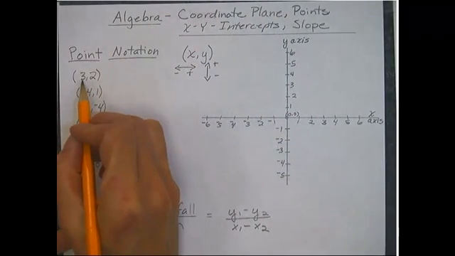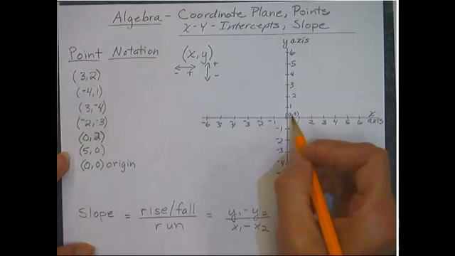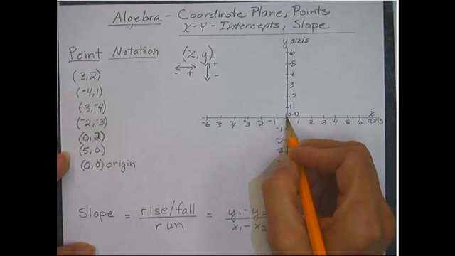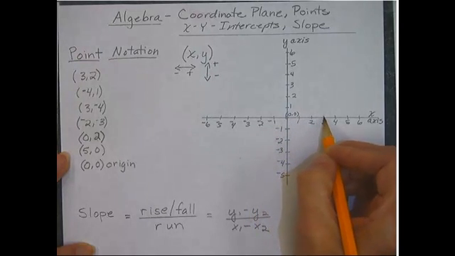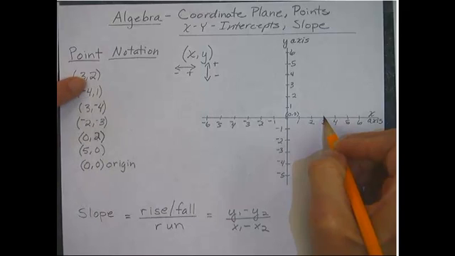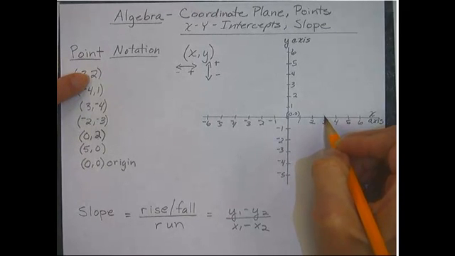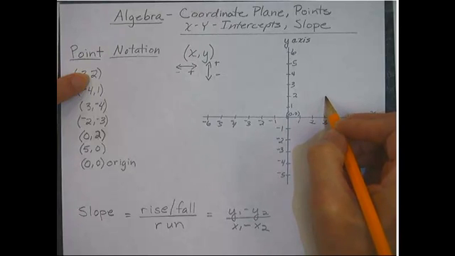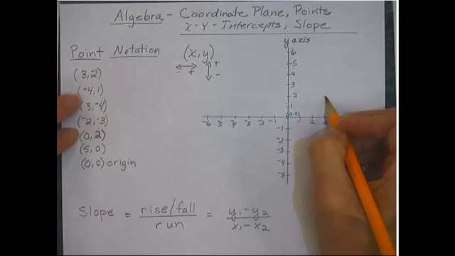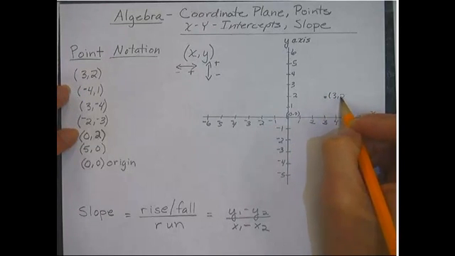First point that I want to plot is this point 3, 2. Now the x-coordinate is 3. So I'm going to start here at the origin, and I'm going to move along the x-axis in the direction of positive 3. So I move over here to the 3. The second coordinate is 2. That is my y-coordinate, so I'm going to move parallel to the y-axis up 2 units, which would be about right here. So this would be our point 3, 2.